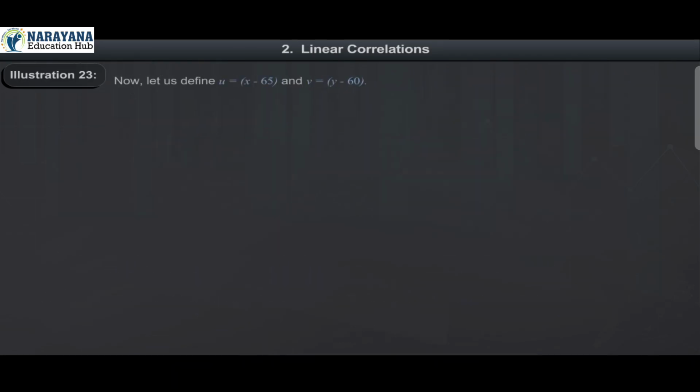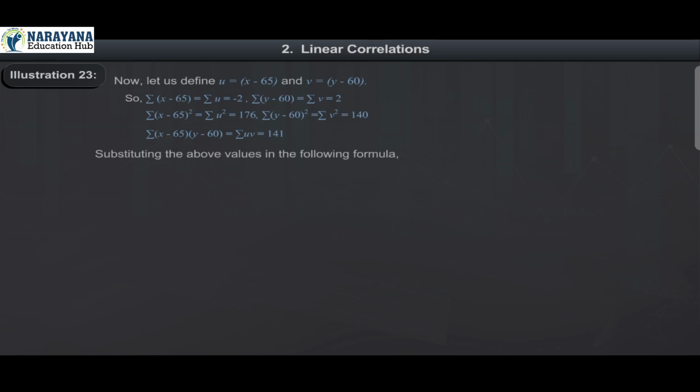Now let us define u is equal to x minus 65 and v is equal to y minus 60. So sigma (x minus 65) is equal to sigma u is equal to minus 2. Sigma (y minus 60) is equal to sigma v is equal to 2. Sigma (x minus 65) whole square is equal to sigma u square is equal to 176. Sigma (y minus 60) whole square is equal to sigma v square is equal to 140. Sigma (x minus 65)(y minus 60) is equal to sigma uv is equal to 141.